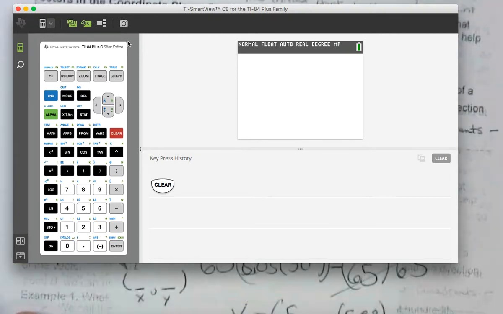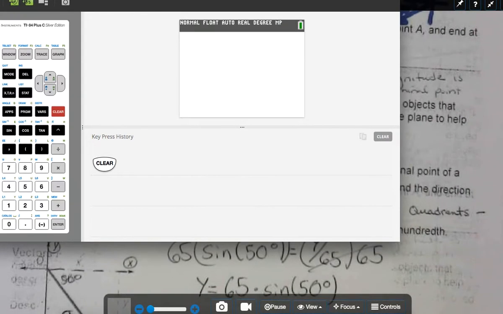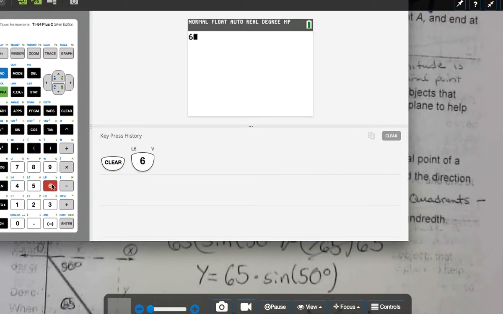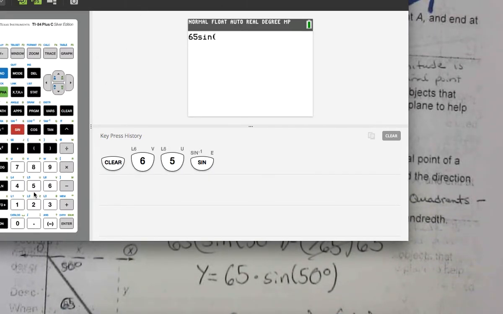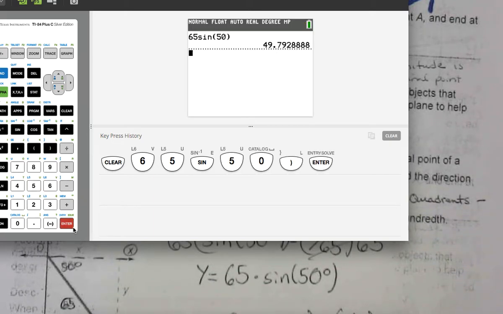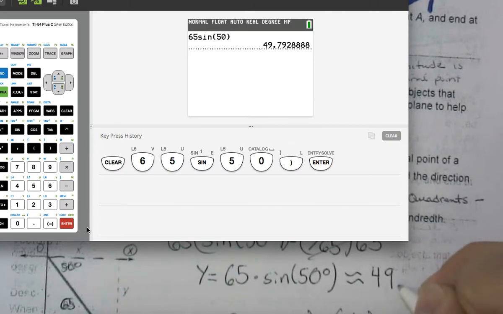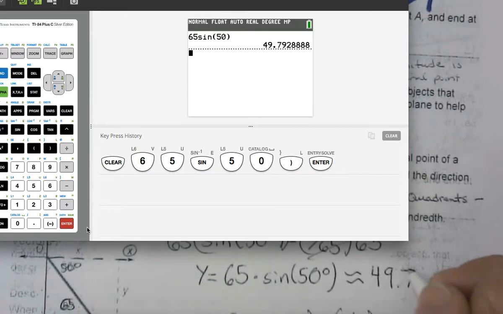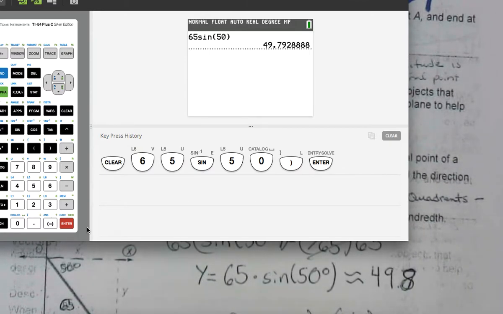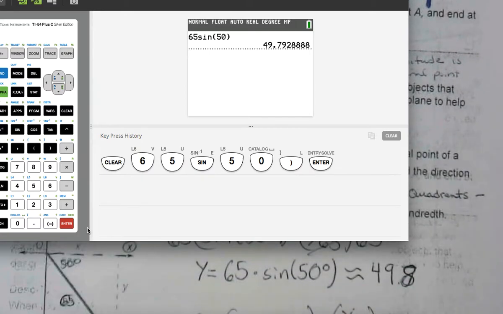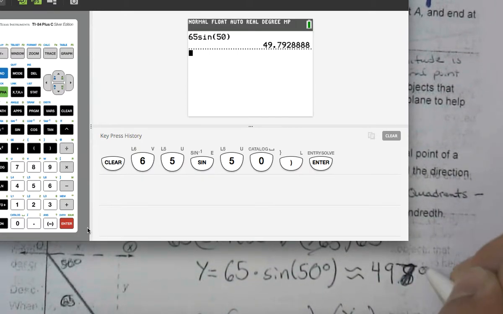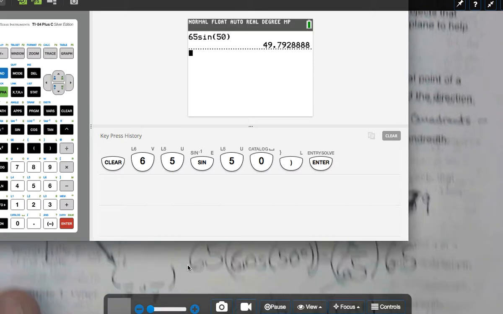So let's see, what are we doing? For our y-coordinate, we said that we were going to do 65 times sine of 50, so that's pretty easy. Of course, make sure that you're in degrees. So this is approximately 49.79. And we're rounding to the nearest hundredth. Wait, no, we're going to the hundredths, so my bad. 79. Yeah, I was right. Tenths and then hundredths. Cool. So we got y. Let's get this for x.